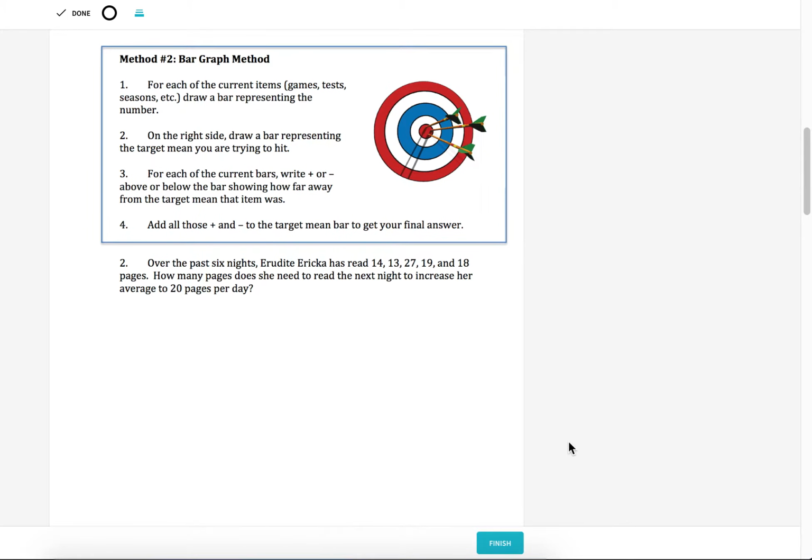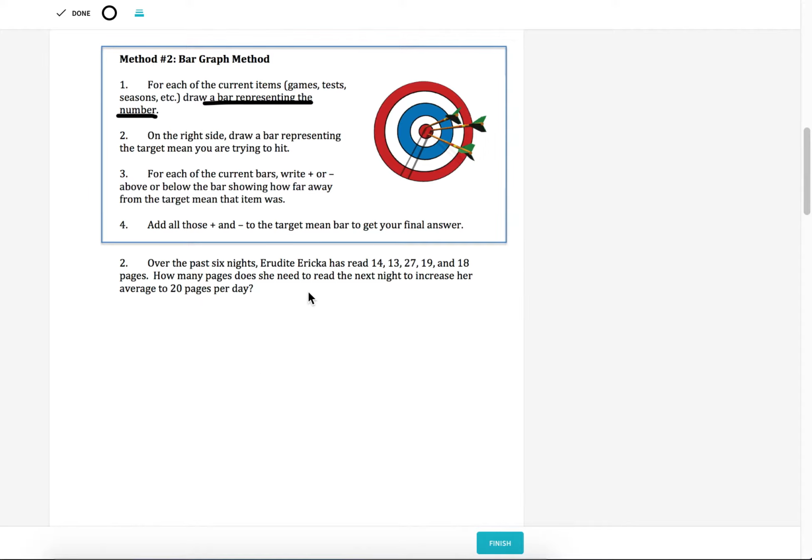Alright, method 2 is the bar graph method. In this method, we're going to draw a bar representing the number for each of the current items. On the right side, we're going to draw a bar representing the target mean we're trying to hit. And then for each of the current bars, we're going to write plus or minus above or below the bar, showing how far away from the target mean that item was. We're going to add all those pluses and minuses together to the target mean bar to get our final answer. So this will be a lot clearer when we do this example.